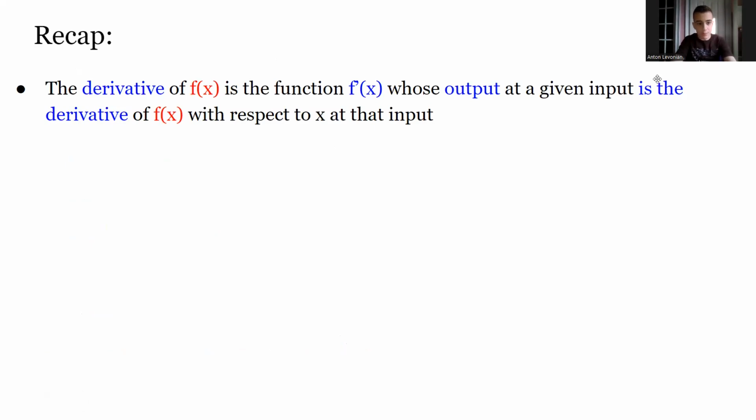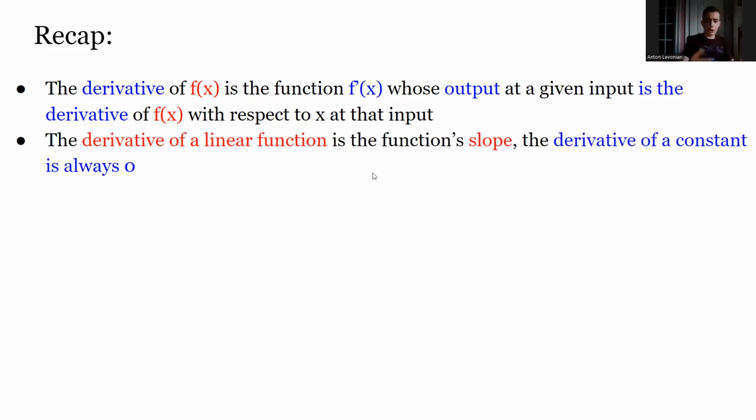Now I will recap. So the derivative of f of x is the function f prime of x, whose output is the derivative of f of x at that input. So basically, almost any function has a derivative function. It may not be defined at all points, but it might. Usually, for most of the functions that we study in this course, it does exist, and for most of the derivative problems that we study in this course, you will be asked to find it.